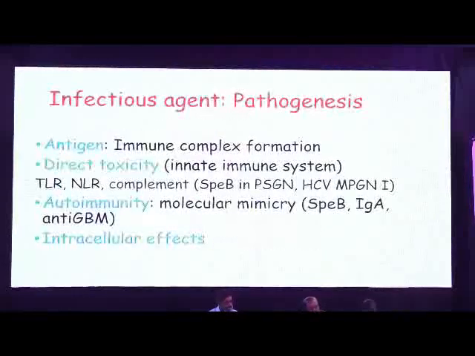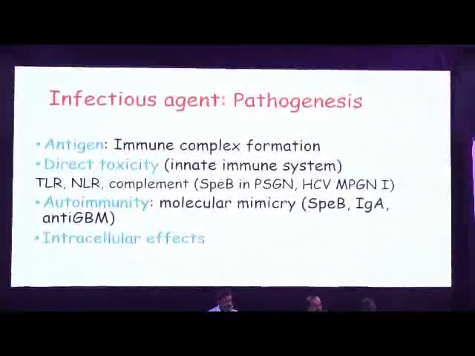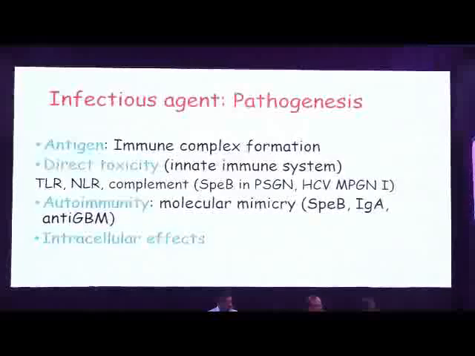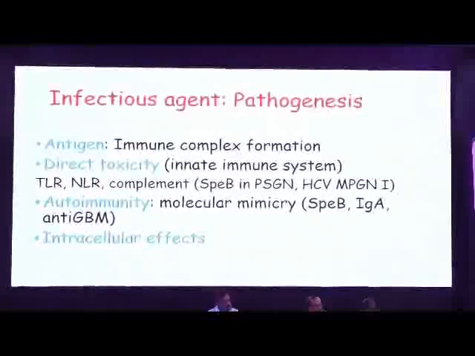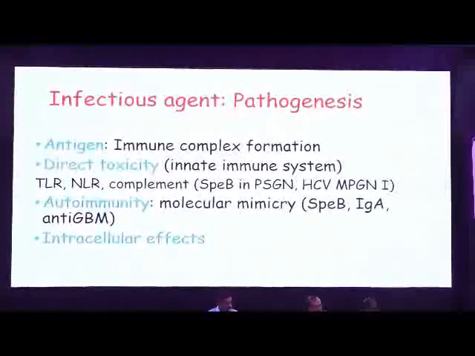Now, what is the pathogenesis of post-streptococcal glomerulonephritis? And there are many pathogeneses. The most commonly thought of was an immune complex mechanism, or these streptococcal antigens or other antigens may cause a direct toxicity to the podocytes, or a molecular mimicry kind of mechanism like we see in rheumatic fever, or an intracellular effect of these antigens.